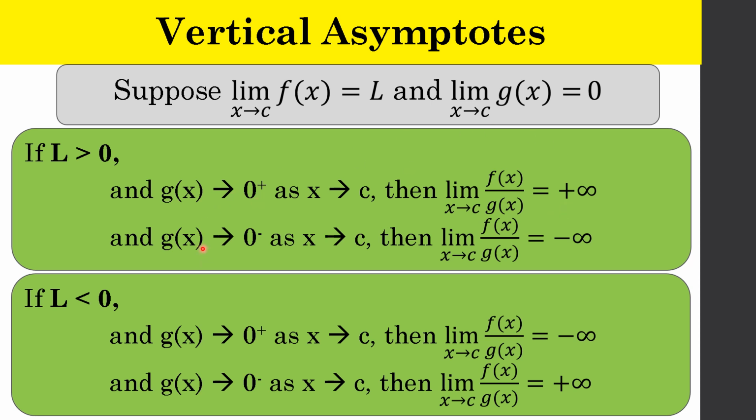Okay? Pero kung g of x natin approaches, your function is approaching to the left of your c, then your rational function equals negative infinity. Okay? Kung mababa naman yung L, wherein g of x natin approaches to the right hand of your 0, then the limit is negative infinity. Okay? If g of x, again, approaches to the left hand or to the left part of your 0, then the rational function is equal to positive infinity.